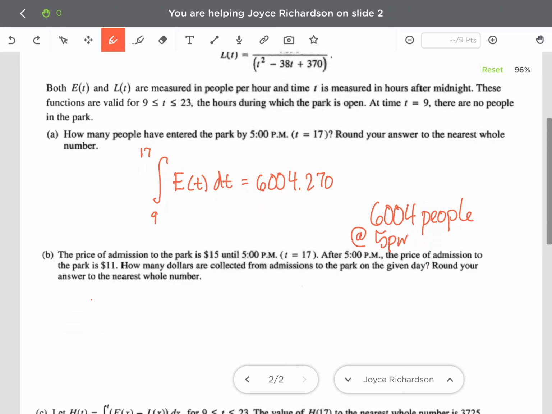The way I did this was to do $15 times the amount of people that came in from 9 to 17 of E of t dt. Notice I can say E of t. I don't have to write out all that stuff. Then the admission changes at 5 p.m. So then I'll go 11 times the integral from 17 to 23 of E of t dt. And I think they wanted you to round it to the nearest whole dollar.